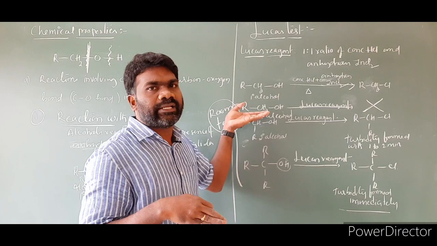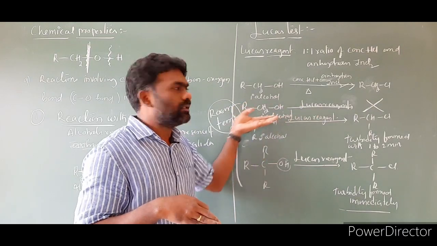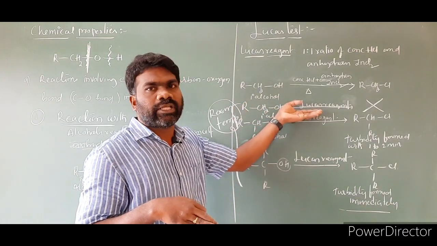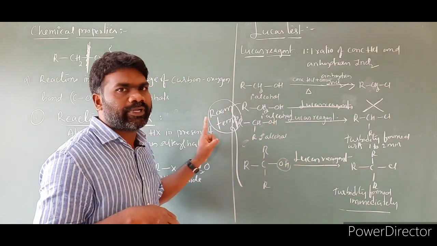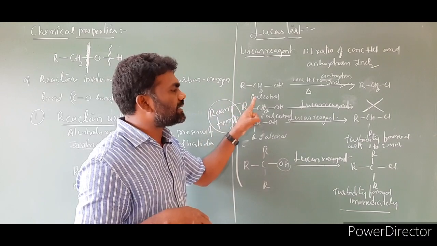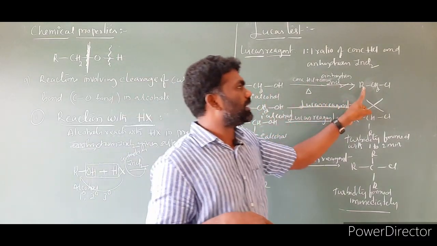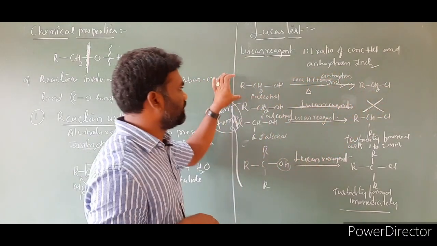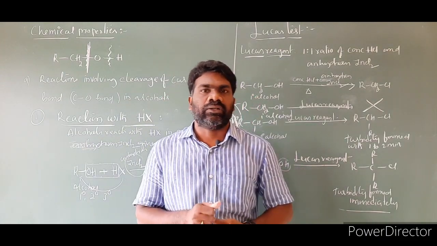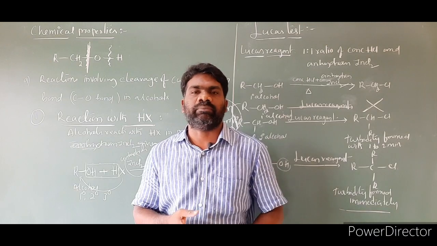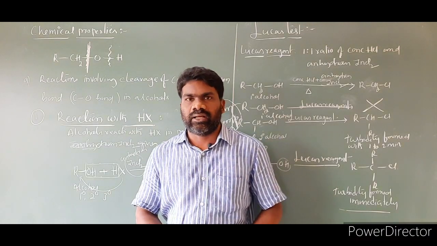So there is no reaction of Lucas reagent with a primary alcohol at room temperature. This point, never forget. But if the temperature is raised for the primary alcohol, the product is RCH2Cl. This is at high temperature. These three reactions are at a low temperature. This is the Lucas reagent to distinguish primary, secondary and tertiary alcohols.